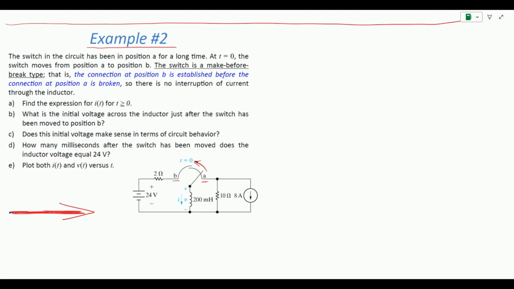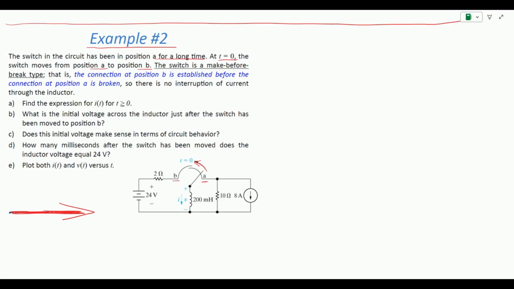In this problem, we are told that initially the switch has been closed for a long time. When the time reaches 0, the switch moves from position A to position B. This kind of switch is known as a make before break type, because we don't want a sudden change of current, as it would lead to the voltage being infinite. So in order to avoid this infinity problem, we use these power electronic switches. When the connection is established at position B before the connection at A is broken, that's why we call it make before break.